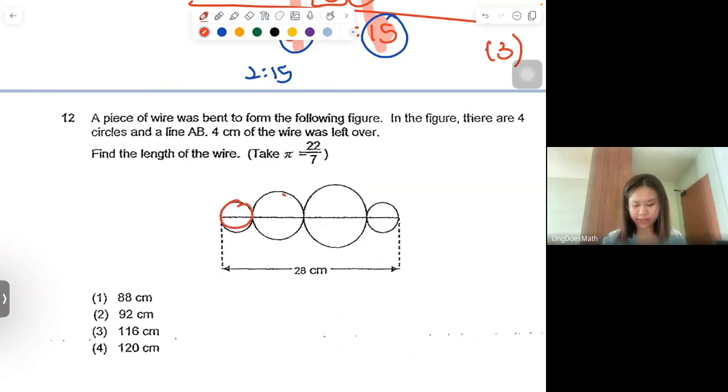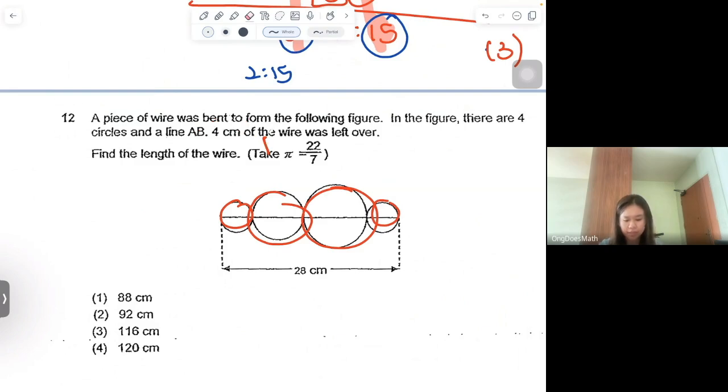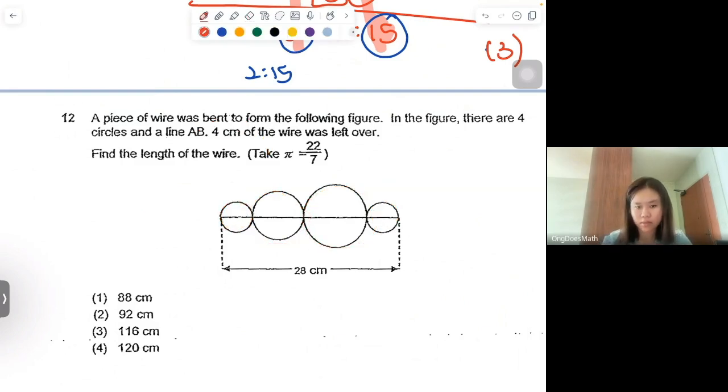You bend it to form these 4 circles. Then you have a remainder of 4 cm. So this 4 cm is very important because you have to add it in the end to find the length of the wire you had initially. Okay, so this question is a bit tricky because you have 4 circles and you have to try to find the circumference of it.